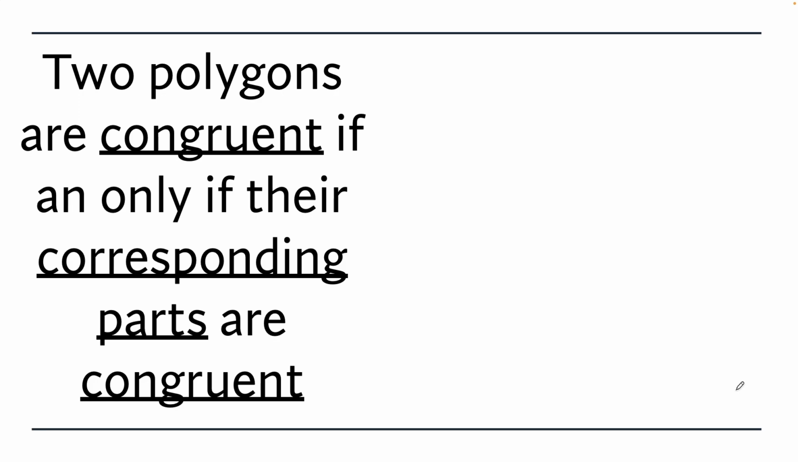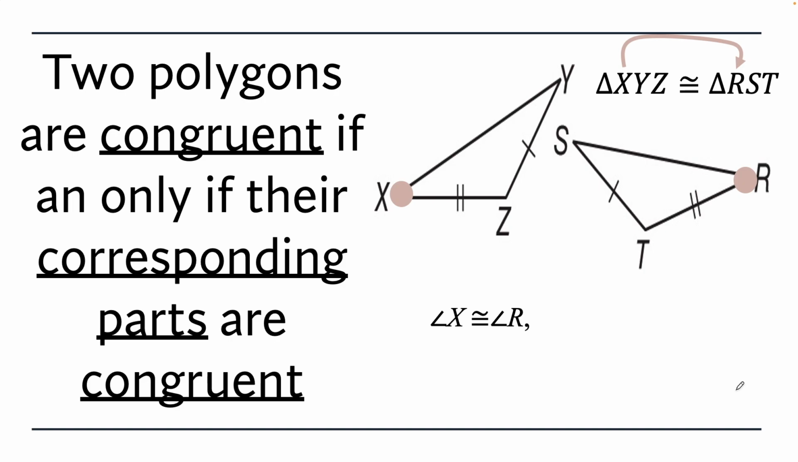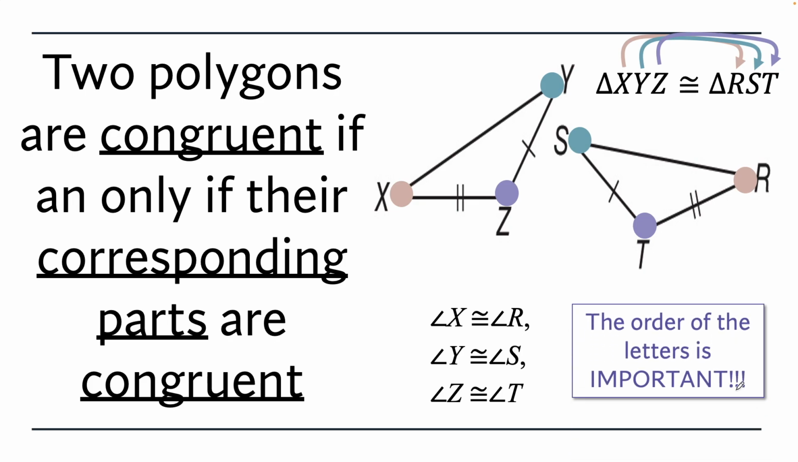Now, two polygons are congruent if and only if their corresponding parts are congruent. So here are two triangles, and I'm going to tell you that triangle XYZ is congruent to triangle RST. So that means that angle X is congruent to angle R, angle Y is congruent to angle S, and angle Z is congruent to angle T. Those are all partners, and the order of the letters is really important. That's sort of like your roadmap to what pieces and parts are congruent.